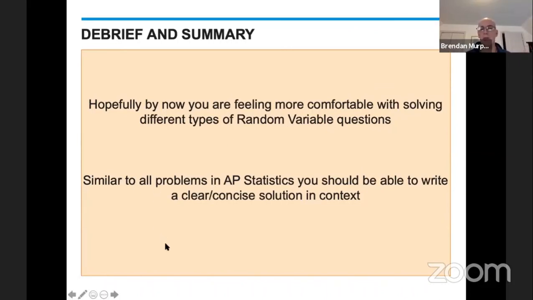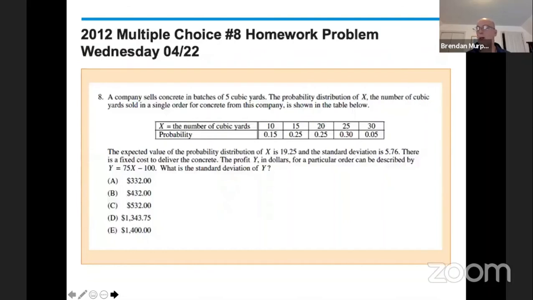Similar to all problems in AP Stats, you should be able to write down a clear, concise solution in context. It's so important. And every year when we grade problems, we see, unfortunately, students will lose a point, sometimes 2 points, for lack of context. They have some numbers, they have some math, but there's no context, and that's super, super important.